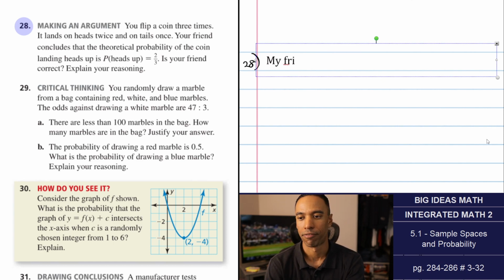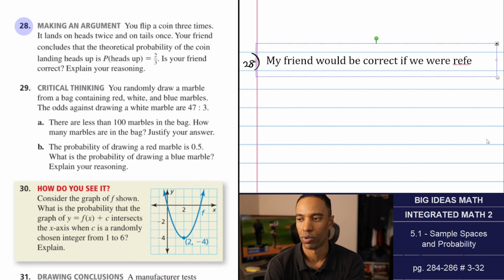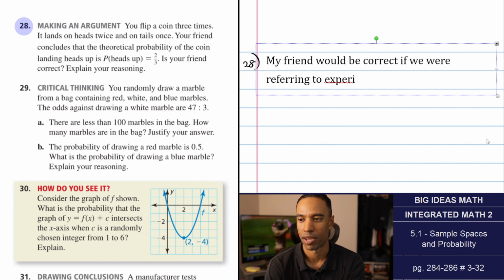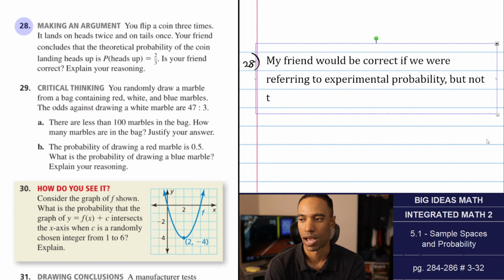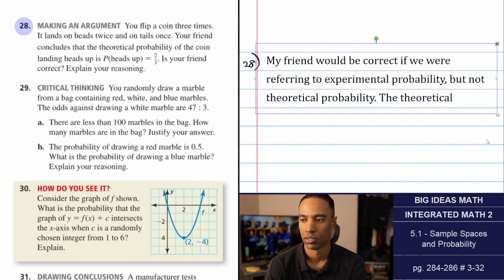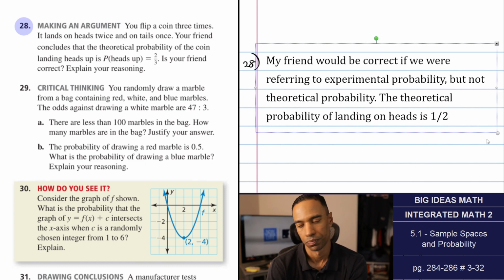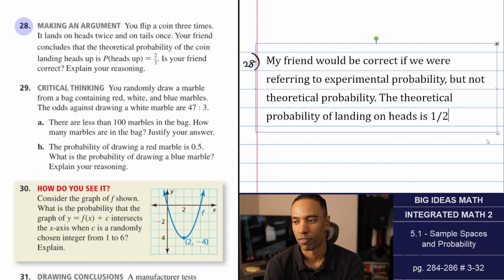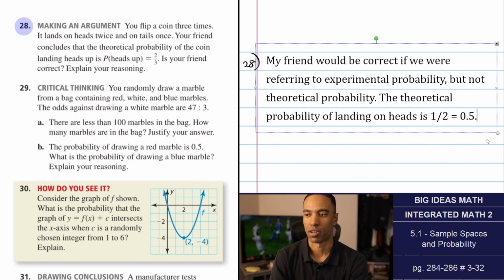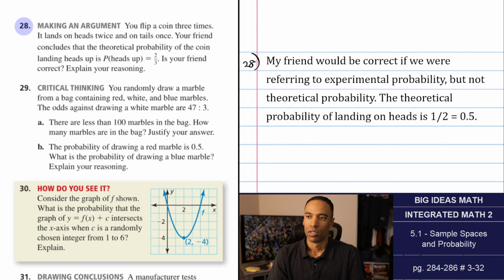My friend would be correct if we were referring to experimental probability, but it's not theoretical probability. The theoretical probability of landing on heads is 1/2, or 0.5, 50%. Period.